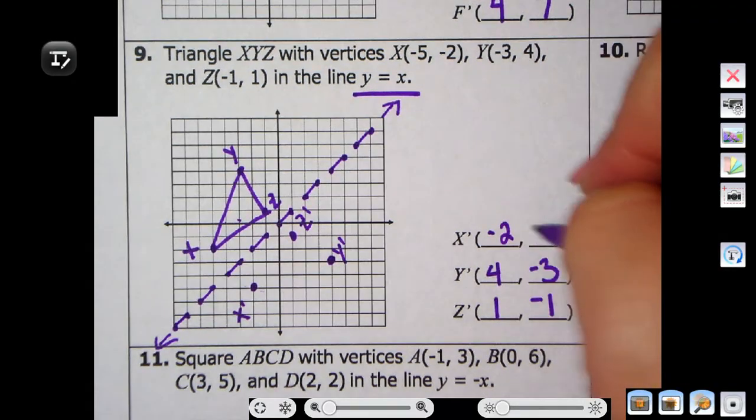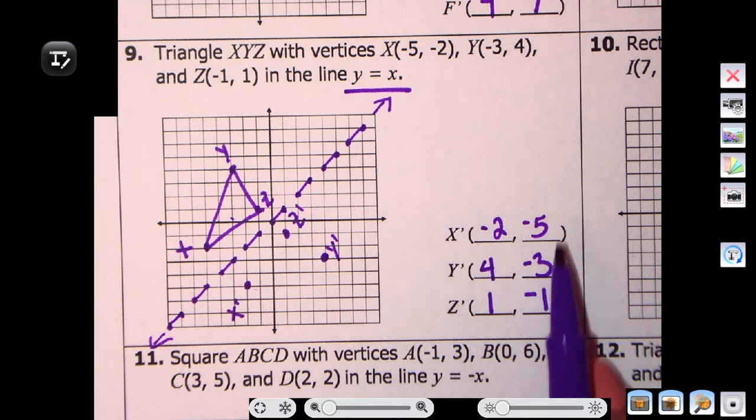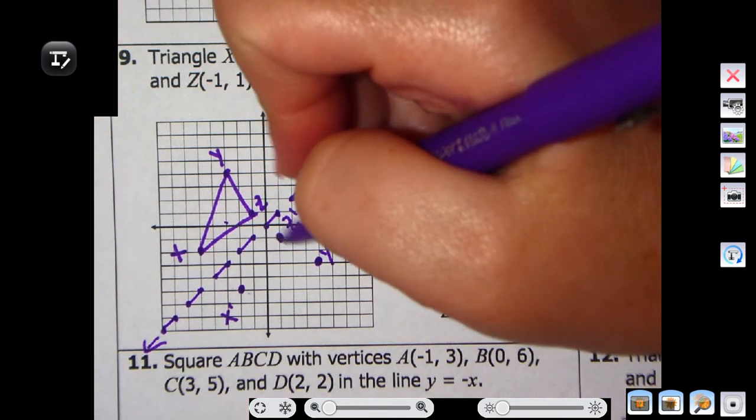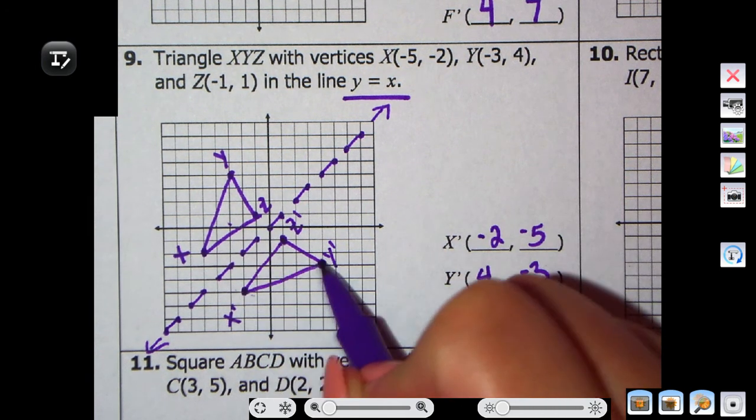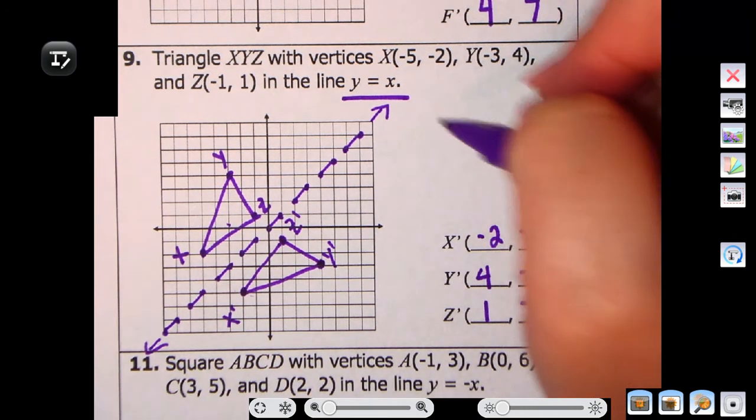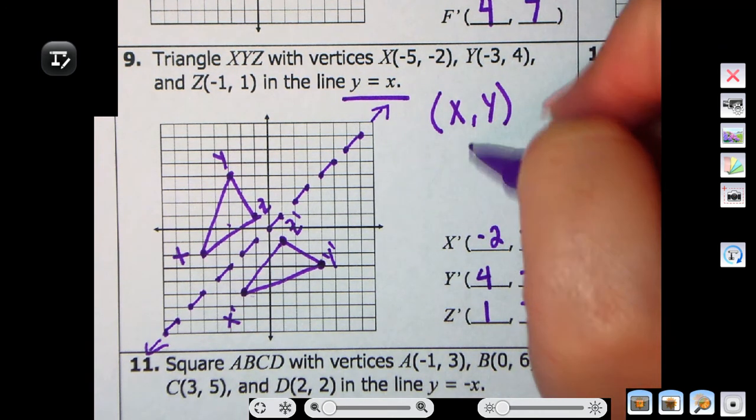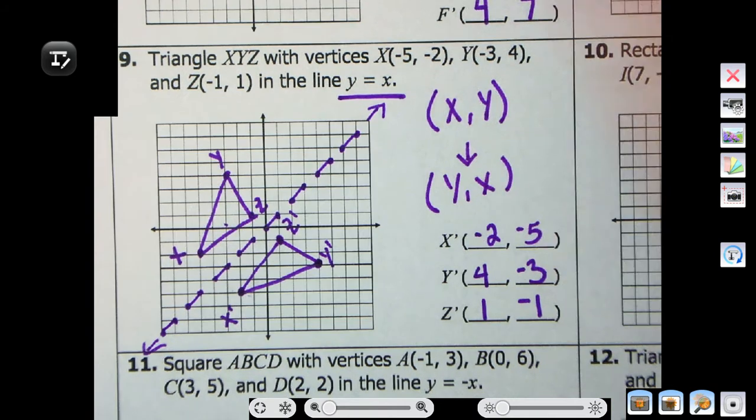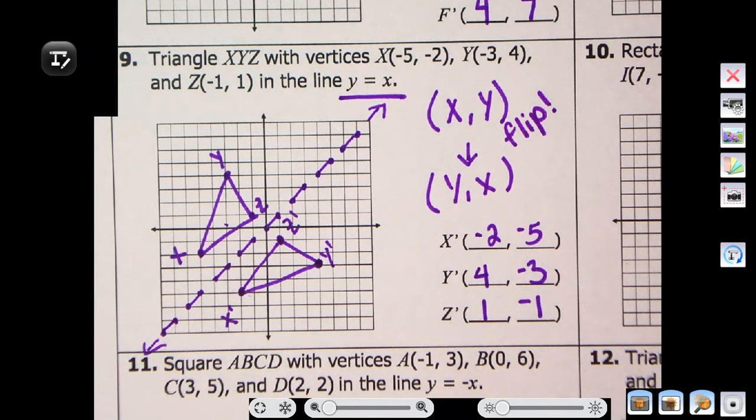So what do we notice? From -5, -2 to -2, 5. So do you see the pattern here with all of those points? There's a specific pattern when you're reflecting over the line y equals x. So your x values shift and it becomes y. So they flip.